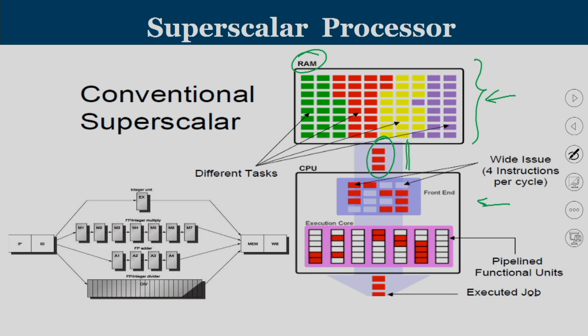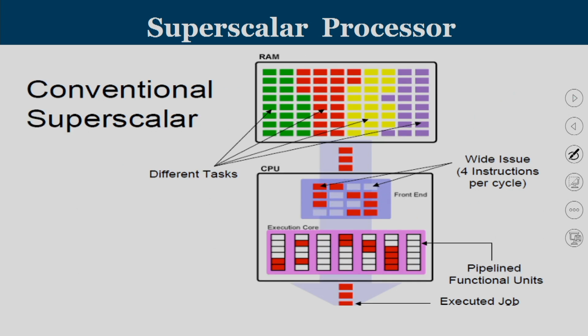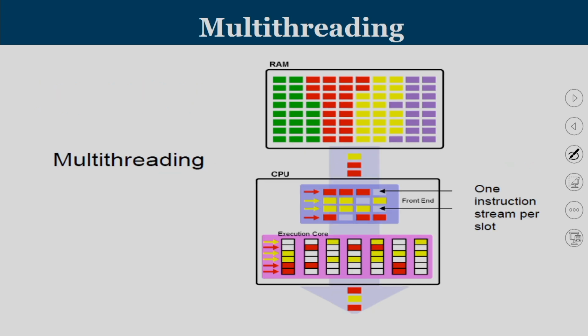So these functional units can be compared similarly. You have different functional units, one for add, one for subtraction. There can be many adders, there can be many subtractors. So whatever you have seen here can be logically mapped to different execution cores. So a superscalar processor means multiple instructions are fetched, multiple instructions are decoded, and at the same time multiple instructions are also in execution. Now we will learn about the concept of multi-threading.